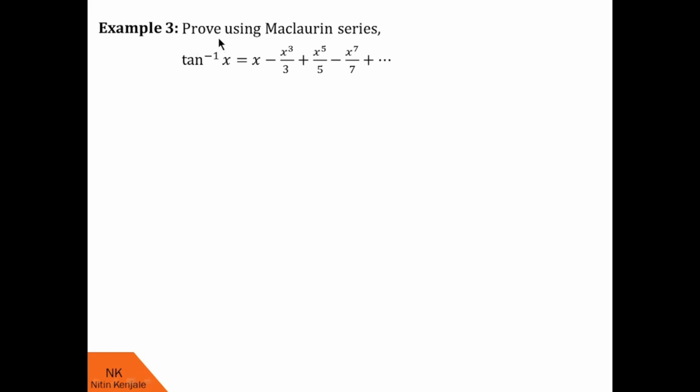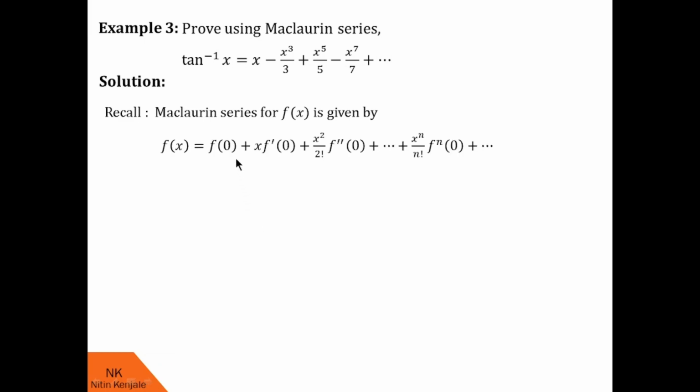Here I ask you to prove, using Maclaurin series, that the series for tan inverse x is given by x minus x cube upon 3 plus x raised to 5 upon 5 minus x raised to 7 upon 7 and so on. Let us prove this. Look at the solution. First we recall the Maclaurin series, which is given by f of 0 plus x into f dash of 0 plus x square upon 2 factorial into f double dash of 0 and so on. Label this series as 1.